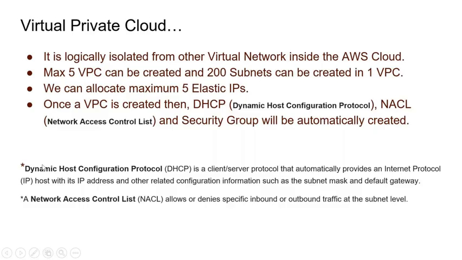So what is dynamic host configuration protocol? It is a client-server protocol that automatically provides an internet protocol (IP) host with its IP address and other related configuration information such as the subnet mask and default gateway. So DHCP will take care of everything. A network access control list allows or denies specific inbound or outbound traffic at the subnet level.